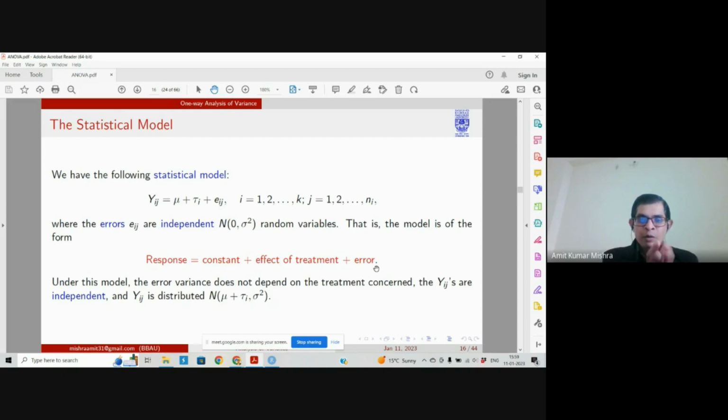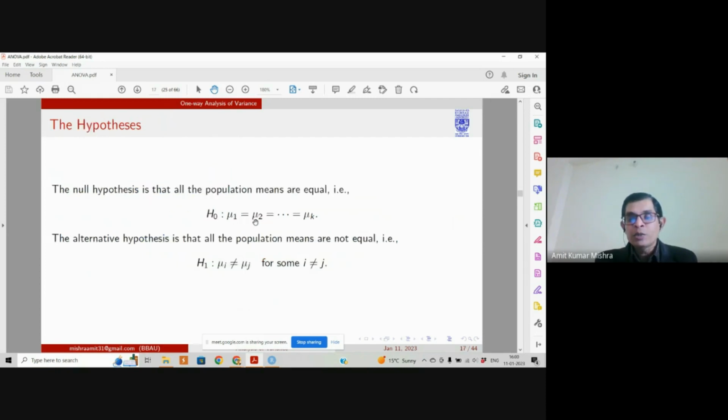And if you combine all these things, the distribution of Yij will be normal with mean mu plus tau i and variance sigma square. Now, if tau i becomes 0, then all the k treatments will have the same distribution. So we want to find out whether the tau i's are 0 or not, or you can say whether the mean mu plus tau i, we call it mu i. So our hypothesis is mu1 equals mu2 equals mu k. This can be converted into the equivalent hypothesis tau1 equals tau2 equals tau k equals 0. That means there is no effect of the treatment.